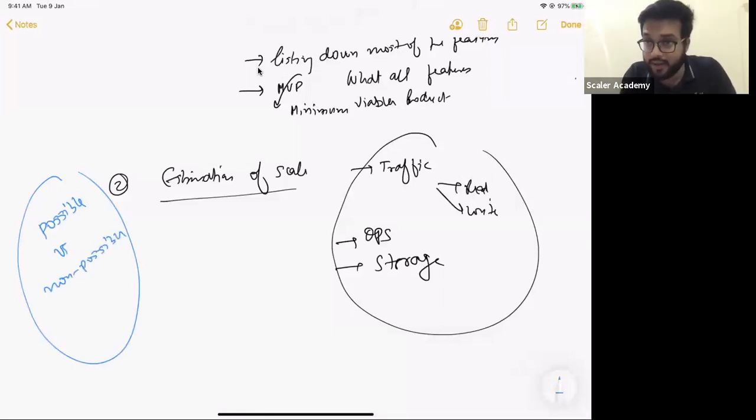Okay, now Chauhan Prithvi has a question. He says, should I directly ask that I should build the minimum viable product?